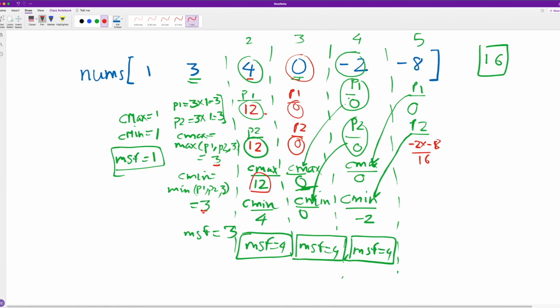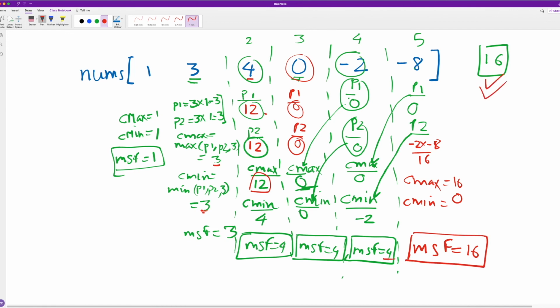So we get 16 here, and now our Cmax, what will our Cmax be? It will be 16 because 16 and 0, 16 is larger. C minimum will be 0, the smaller of the two, and our max so far will be 16 because 16 is larger than 4, and this is what we need to return.